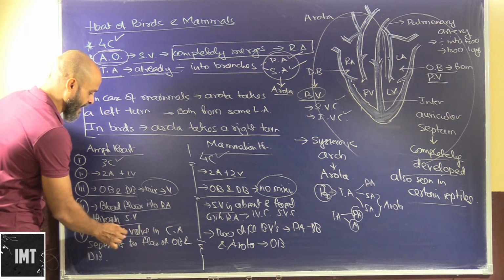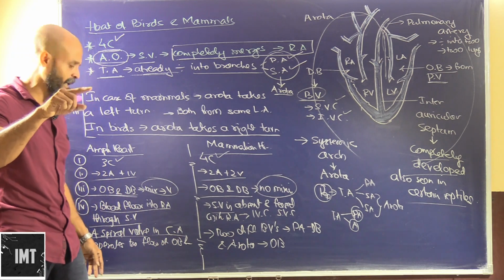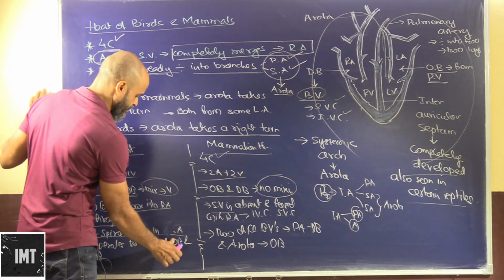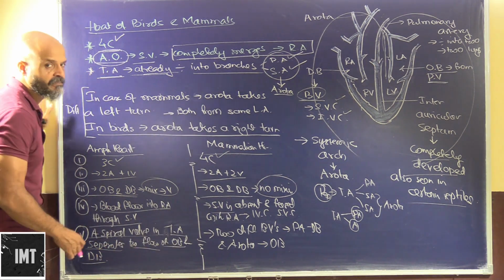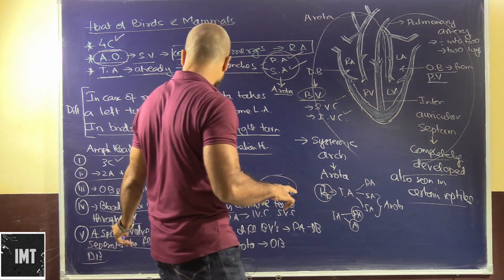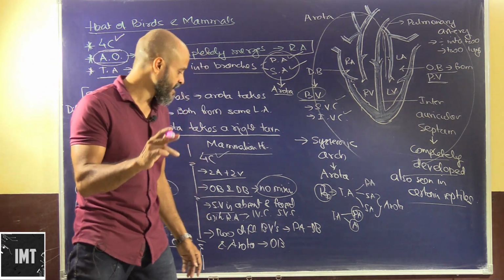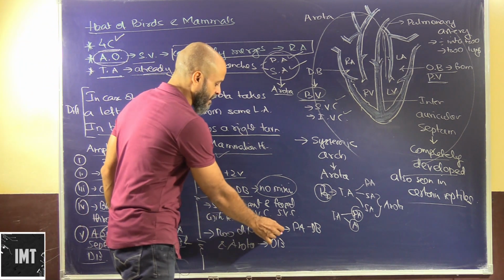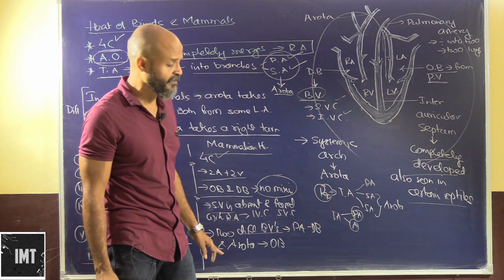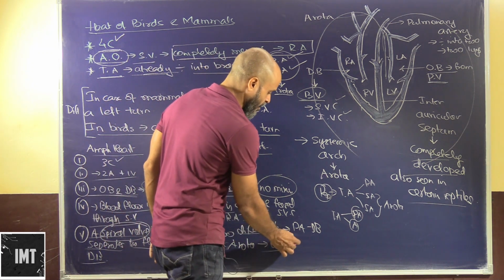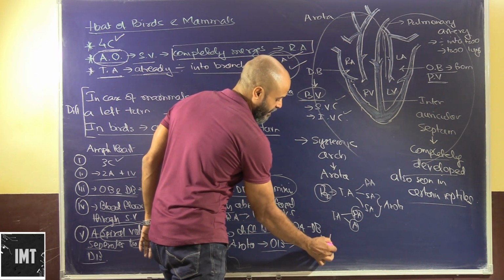A spiral valve is present in the truncus arteriosus, sorry, I said conus arteriosus. The spiral valve, which is present in the case of amphibians, separates the flow of oxygenated blood and deoxygenated blood. There are 2 different blood vessels altogether: the pulmonary artery, which is carrying deoxygenated blood from the heart to the lungs, and the aorta, which is carrying oxygenated blood from the lungs to the heart.